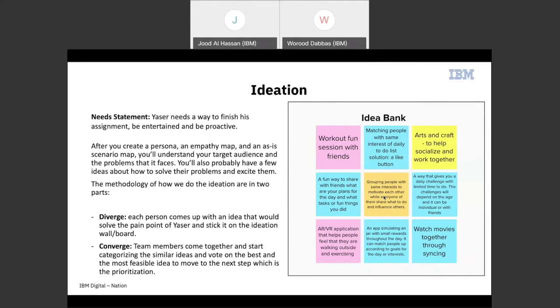The diverge is basically when we do a design thinking workshop or a session, each person comes up with an idea that would solve the pain point of our user. So each one of us would think and write keywords about their ideas, and you can even draw something, because design thinking is so much fun. You enjoy the experience of doing design thinking. You would have fun while you're doing this. So you can get creative, you can use your art skills.